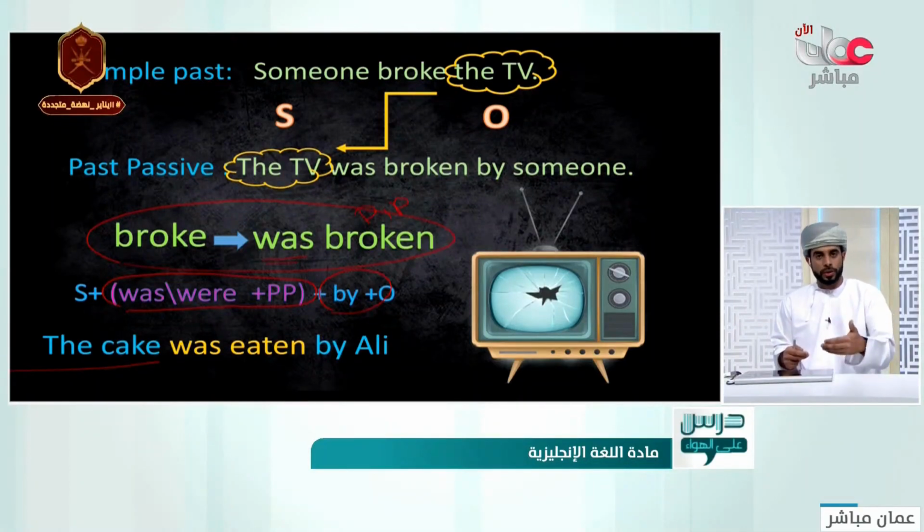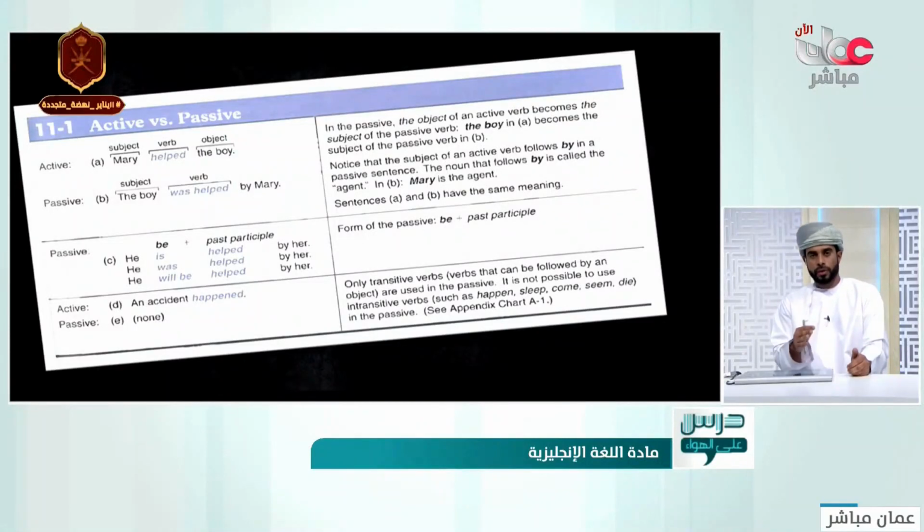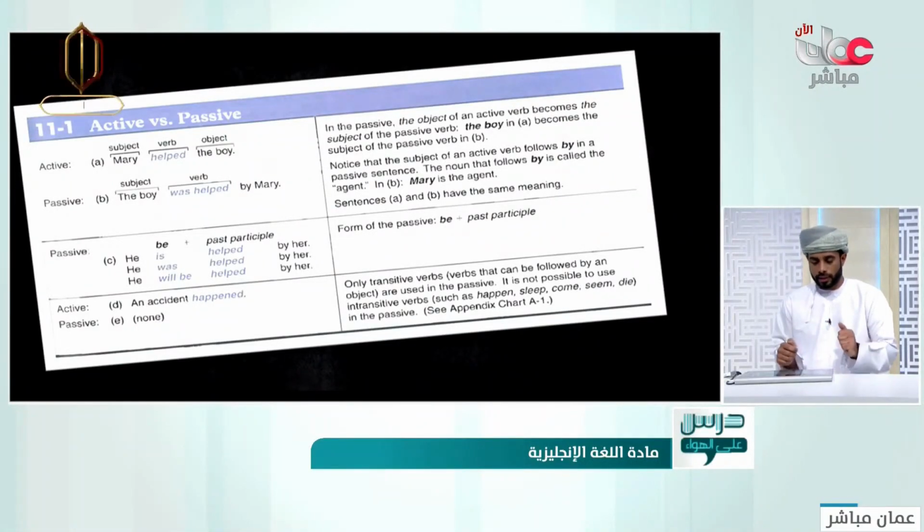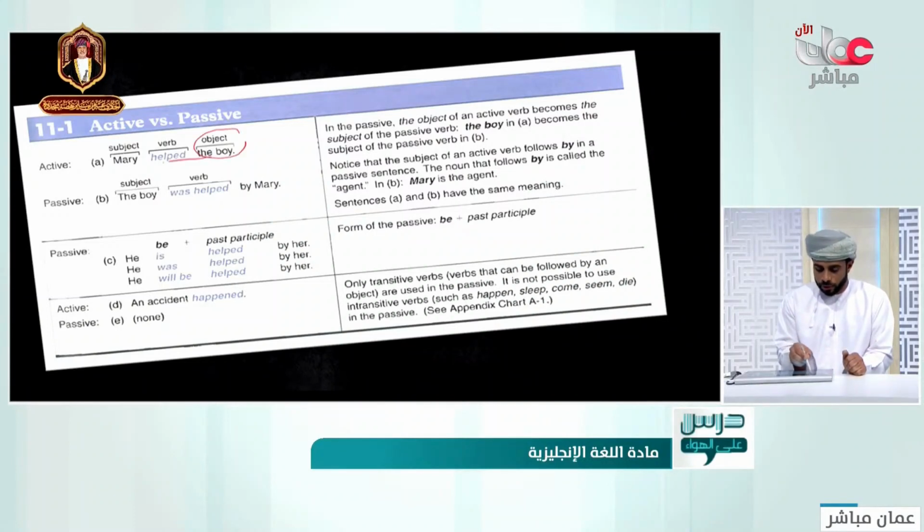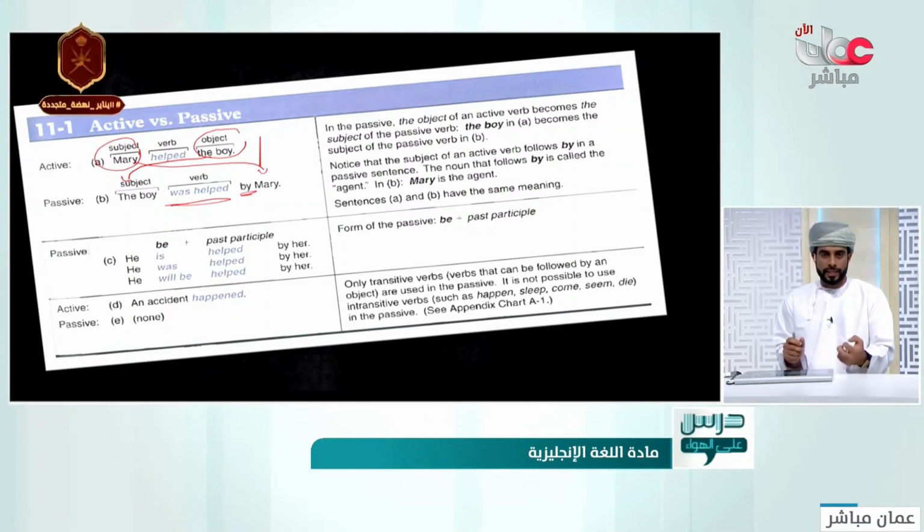Why is that? We are going to discuss the reasons for using the passive in our work. But before that, let's remind you of the structure of that sentence. The object moved to the subject, and sometimes the subject moved to the object if we use the word by, and we have changed the verb from the past simple to the past passive. How to form it? The verb to be plus the past participle. So it is either was or were, if it is past passive.